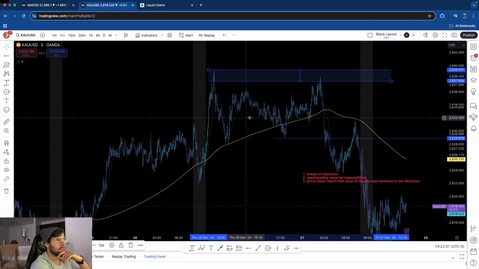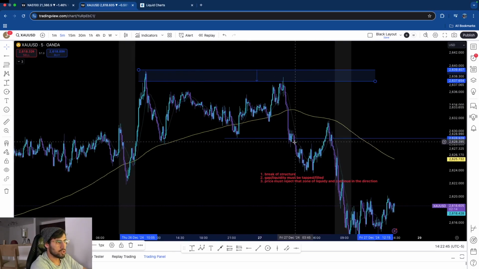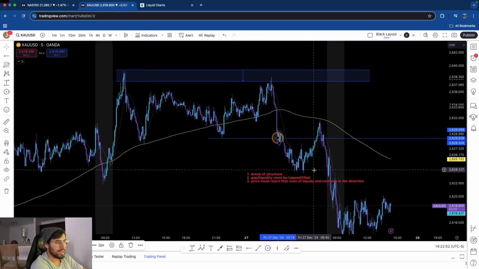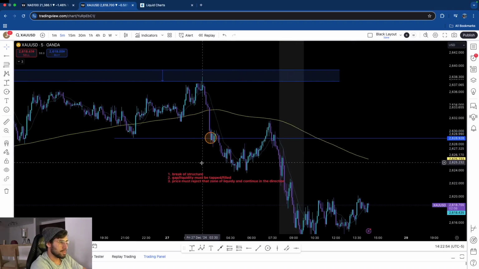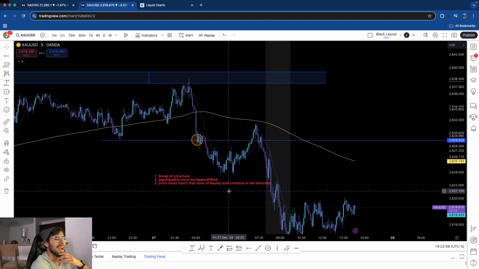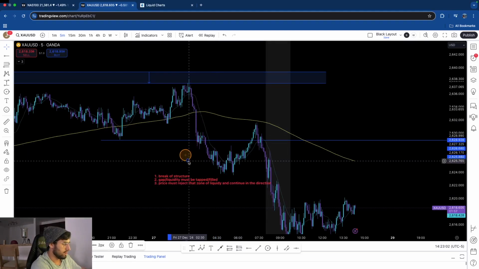So tap, rejection. Price kind of mingles around here for a little bit, then tries to come back up, break these highs, fails and rejects, and then we get this clear break of structure right here, from these zones. Price breaks down. That's a break of structure. It comes back up and fills a gap, liquidity. Where is that? That's right here.